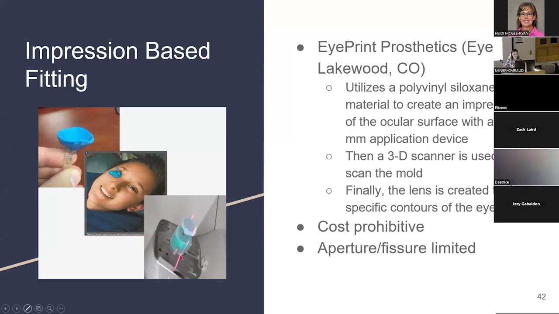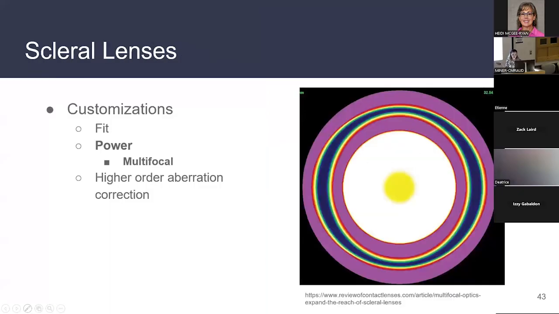Now, we've gone through all these fit customizations, but that's not the end. We can customize the power of the lens as well, which is kind of common sense. You're like, of course you can customize the power, but we can do it beyond what you typically would think of. So we can do a multifocal in a scleral contact lens. This image here is kind of a diagram of what a center near design would look like. The reading portion would be in the center of the scleral lens, and they would have concentric rings that are designed to offer the patient both intermediate and distance vision.